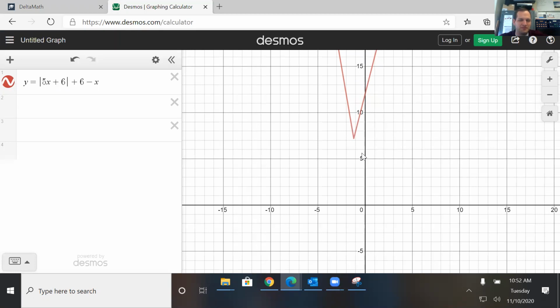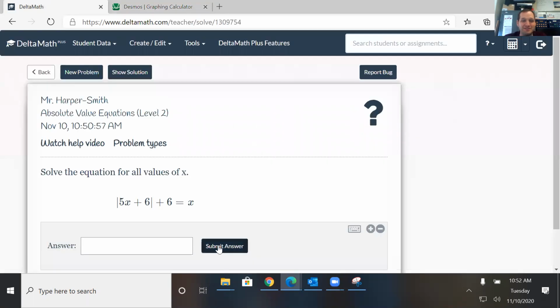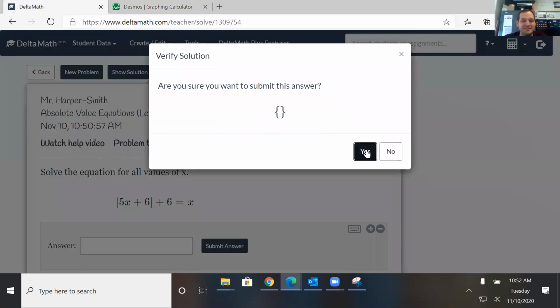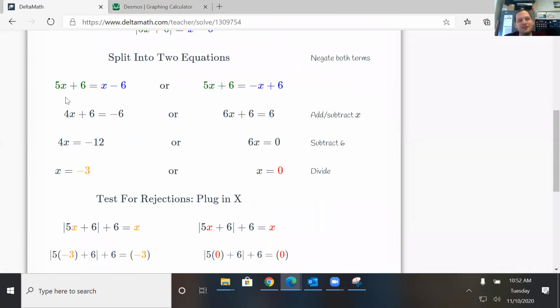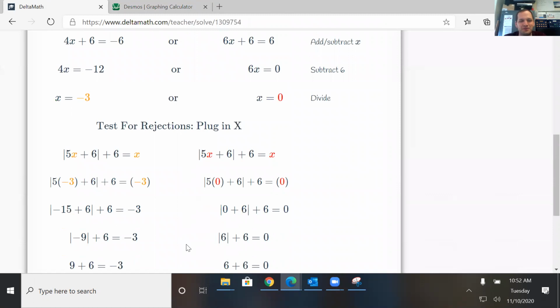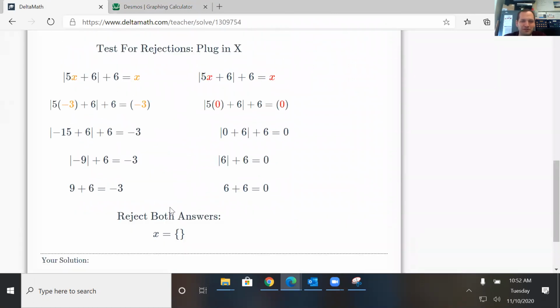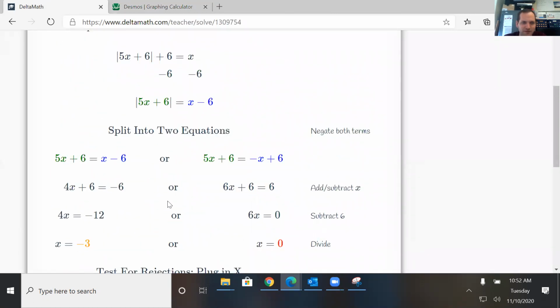If it never crosses, do we have an answer? There is no answer for this problem, okay? So in this case, since there's no answer, just submit the empty set. There is no possible answer. Here they're showing you how to do it algebraically. You're more than welcome to do it algebraically if you want.